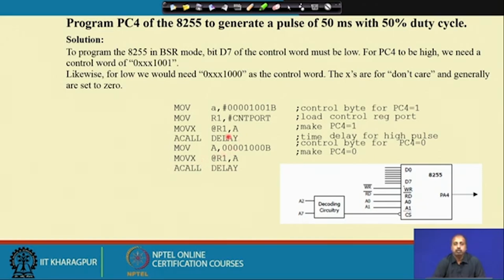We know how to generate those delays by using timers or using soft delays, etc. So, we can do that. So, it is 50 millisecond pulse width and 50% duty cycle. 50% duty cycle is ensured here, but 50 millisecond is not shown explicitly.